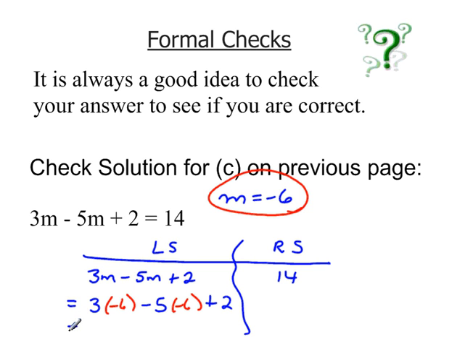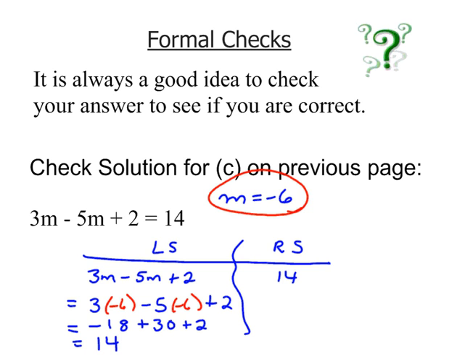And now I'm going to simplify. So that becomes -18 plus 30 plus 2. And I've actually figured out what that is. That equals 14. So now what I have to do is I have to compare my left side to my right side. And this is where you have to just be careful. It doesn't matter what the left side equals and what the right side equals. All that matters is that they are equal to each other. If they're equal to each other, you know that your solution is correct. So in this case, my left side is 14, and so is my right side. So I know that m equals -6 is the correct answer.